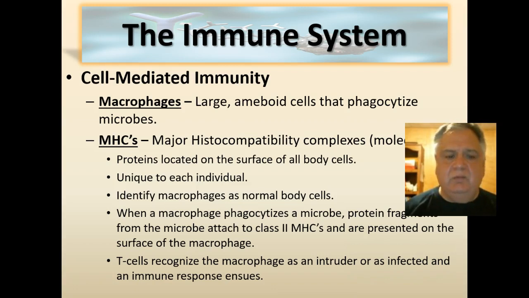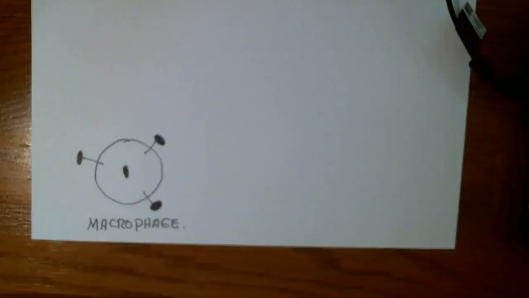In cell-mediated immunity, this is going to occur when T cells recognize the macrophage now as an intruder because of the class 2 major histocompatibility complexes and the fragments of the pathogen, as an infected cell. And that immune response is then going to take place. So let's take a look at how this works.